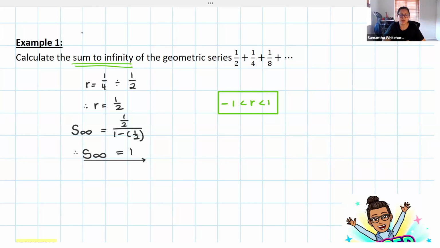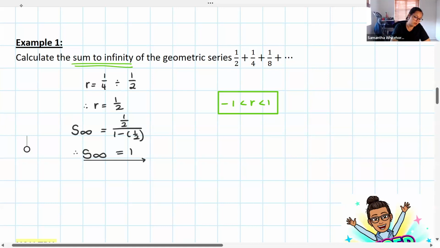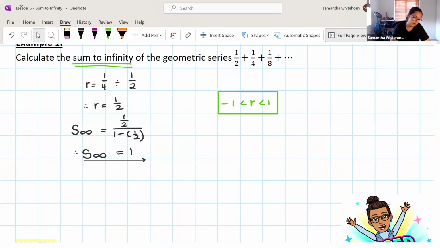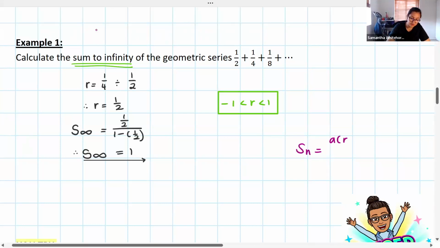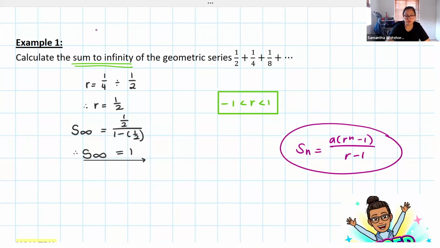So Josh has asked, what would the formula be for diverging? So Josh, there isn't a specific formula. We would just use our normal sum formula, which is that S of n is equal to a times r to the power n minus 1 over r minus 1. So that's what we would use for diverging. Diverging series just get closer and closer to infinity. So there's not a single value that it approaches. So we would just use the normal formula if it was diverging, like we were doing on Monday.